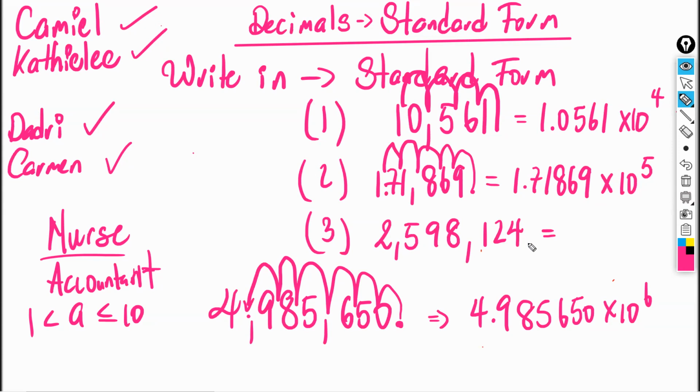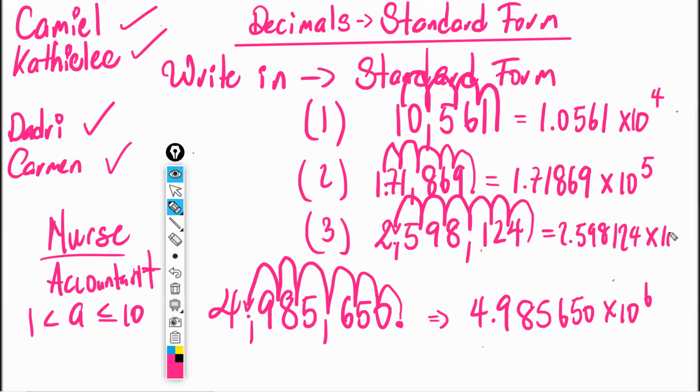And then the last one, guys, it's a million, right? So 6 digits, remember. Same thing, 1, 2, 3, 4, 5, 6. So this would be 2.5981244 times 10 to the 6th power, sir. Yes, well done, guys.